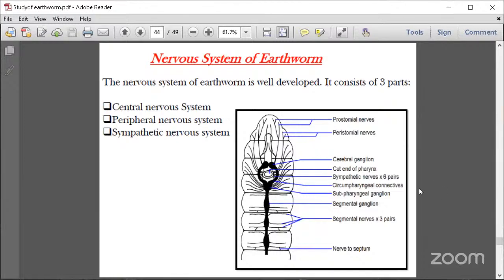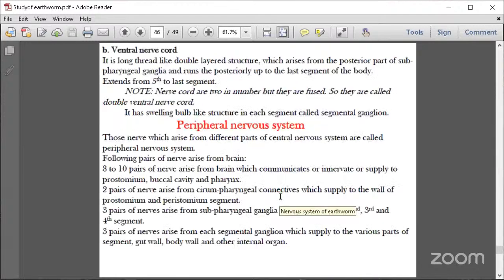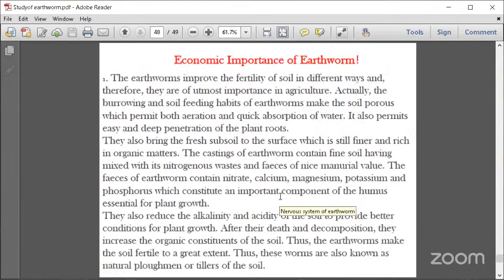So, finally, what is the economic importance of earthworm? As we already discussed, the earthworms improve the fertility of the soil in different ways, and therefore they are of utmost importance to agriculture.